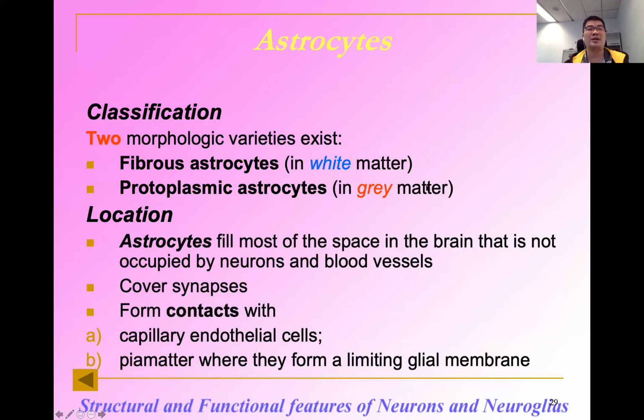They will occupy the space between the neurons, okay? The astrocyte will fill the space that is not occupied by the neurons or blood vessels, okay? They also cover the synapses and contact the capillary endothelia to encourage the formation of the blood-brain barrier. They're also in the pia mater, where they form the glial limiting membrane as well. Okay.